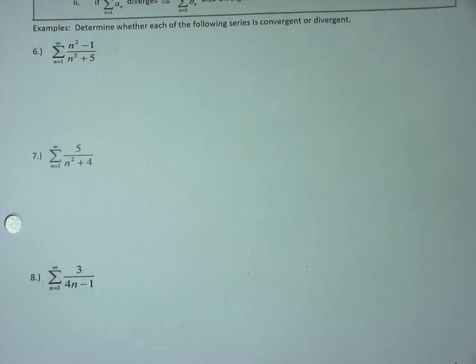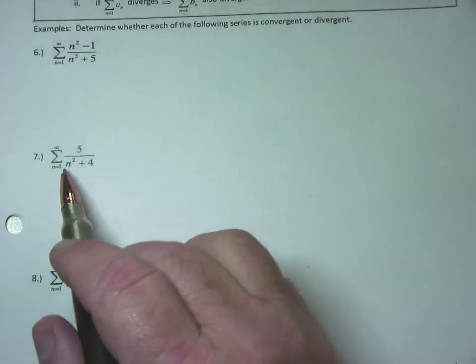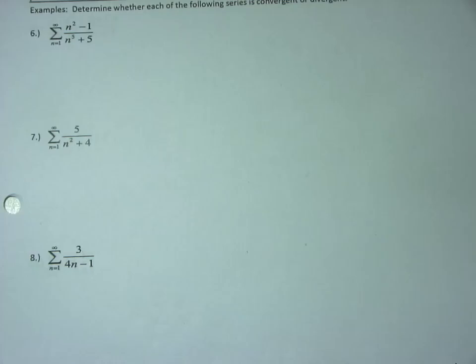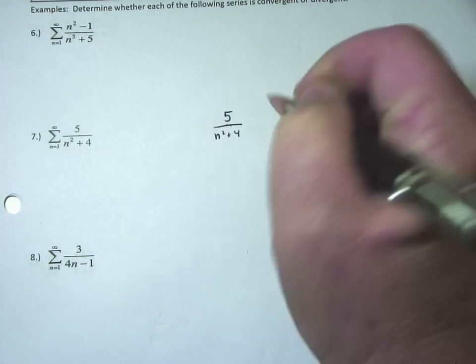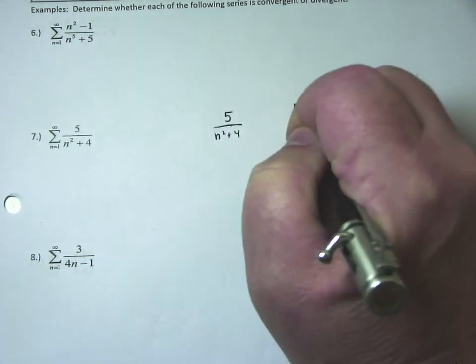The question always is, when you're doing a comparison test, a direct comparison test in particular, what am I going to compare to? And I have to be able to explain it mathematically. So look at this guy. This is the sum as n goes from 1 to infinity of 5 over n squared plus 4. Now I want to compare this guy. The 5 over n squared plus 4 is going to compare to 5 over n squared.